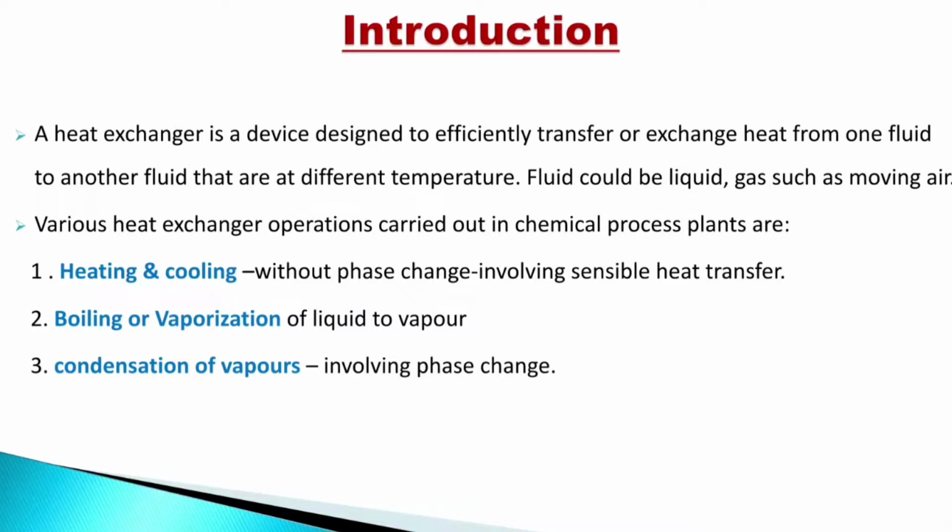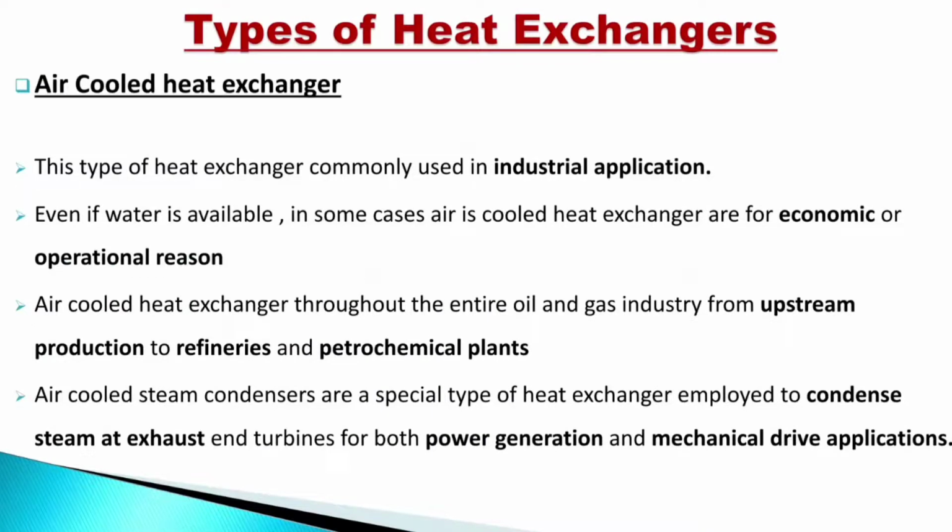The various heat exchange operations carried out in chemical process plants are: one, heating and cooling without phase change, involving sensible heat transfer; second, boiling and vaporization of liquid to vapor; and third, condensation of vapors, involving phase change. And the types of heat exchanger. First is the air cooled heat exchanger.